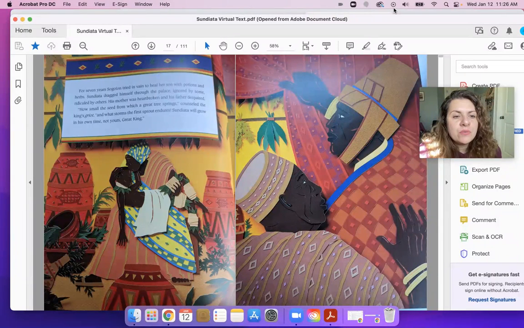"How small the seed from which a great tree springs," counseled the king's griot. "And what storms the first sprout endures. Sunjata will grow in his own time, not yours, great king." So while his mother and father are worried, his father's griot is like, you know what? Great things are going to come of this child. You just need to be patient.